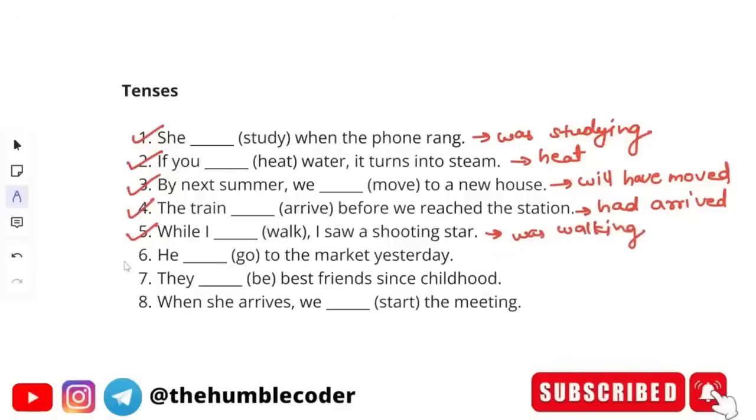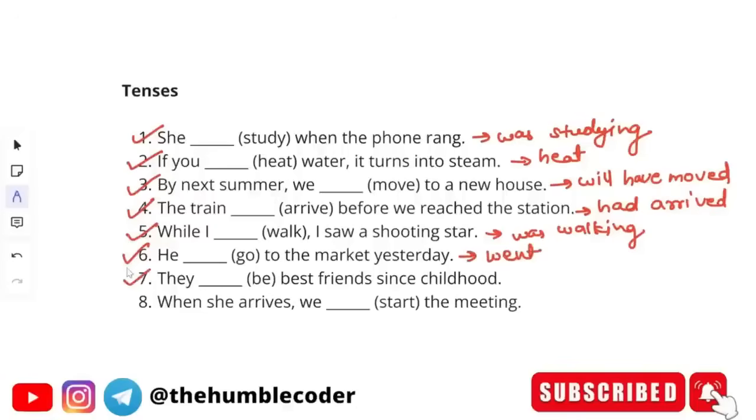Okay, moving on. He dash go to market yesterday. See, yesterday means past tense, so you have to understand the tense of the sentence and then you have to give your answer. Okay, basically. So the correct answer will be he went to the market yesterday.